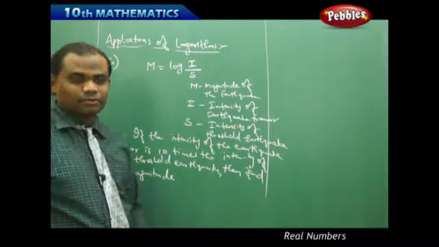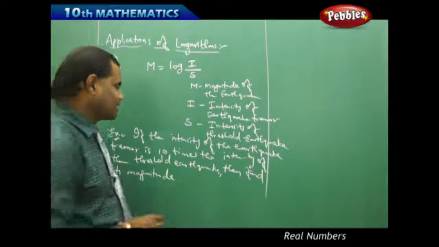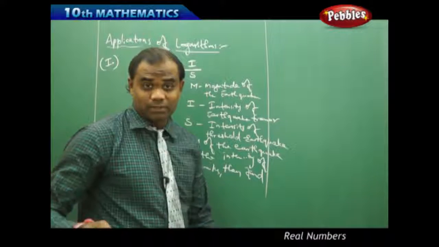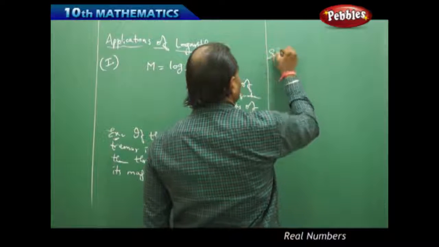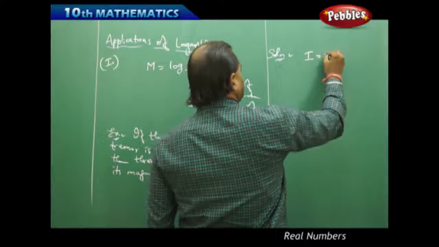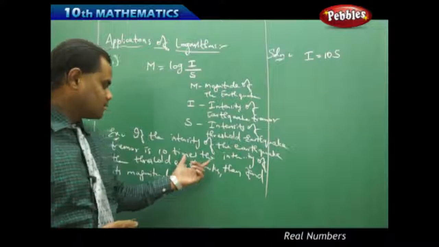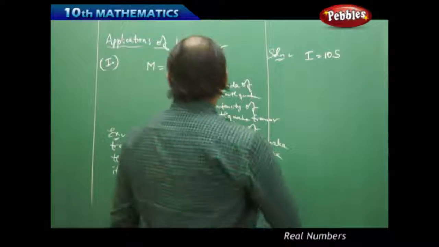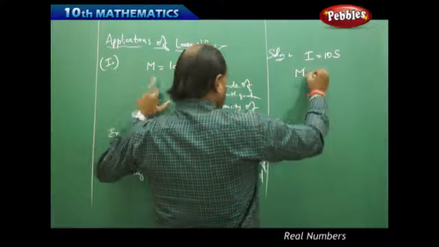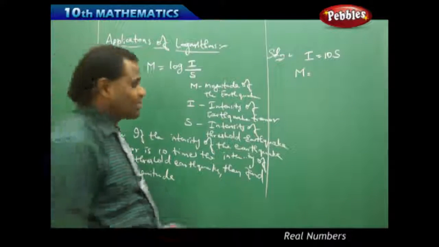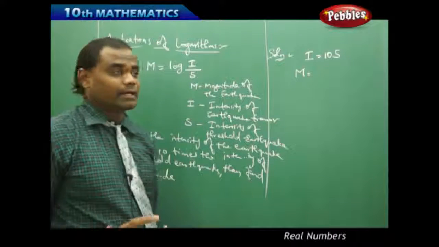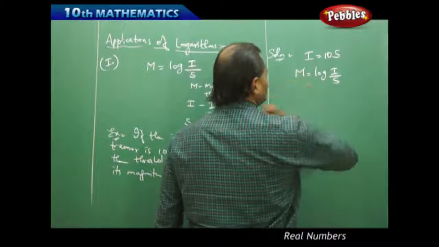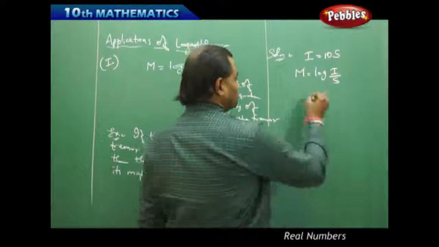So if I wanted to find the magnitude using the minimum information here, it clearly says that the intensity of the earthquake tremor is 10 times the intensity of the threshold earthquake. So that I is said to be 10 times of S. Therefore, since I need to find the magnitude, I clearly have the formula connecting M, I and S. M equal to log I by S to the base 10, of course, the common logarithm.